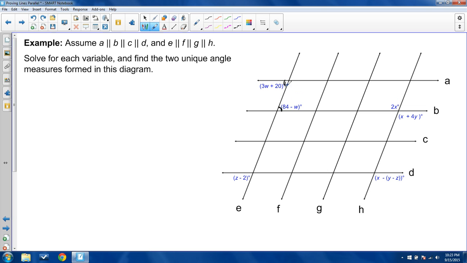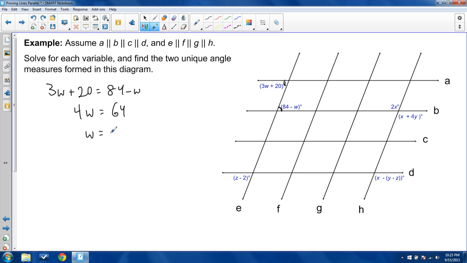Now both of those are alternate interior angles. The transversal is line E, and lines A and B are the parallel lines. Right? They are parallel. If that's true, alternate interior angles are congruent. So 3w plus 20 equals 84 minus w. And if you use algebra, I'm going to add w to both sides, and I'm going to subtract 20 from both sides. And then divide both sides by 4.